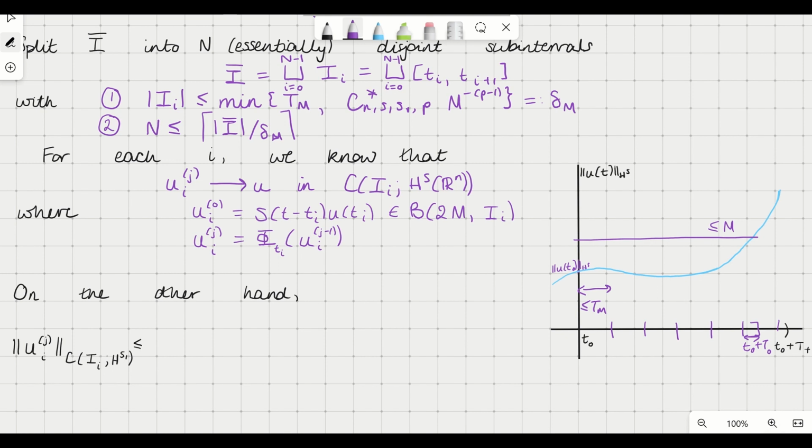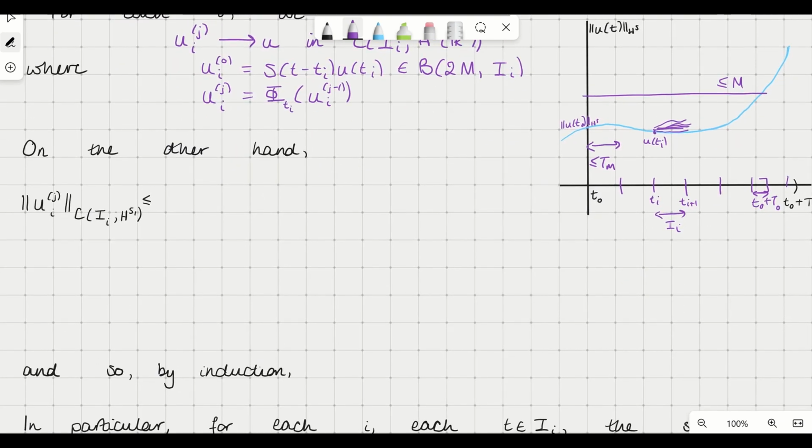So at each time t_i, we look at the interval t_{i+1}, this is I_i. We take the initial data u(t_i) and have the corresponding iterates for the solution there, which will converge to the solution u in C(I_i, H^s) on the interval I_i. But we want convergence in H^{s1}, and we can do this by getting a uniform bound on the H^{s1} norm of these iterates on the interval I_i. So we can bound u_i^j in C(I_i, H^{s1}).